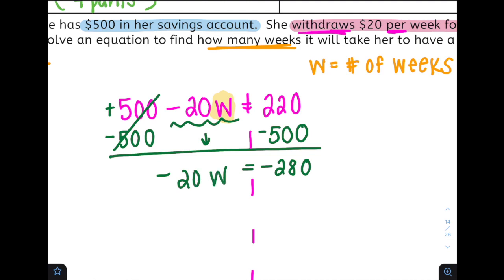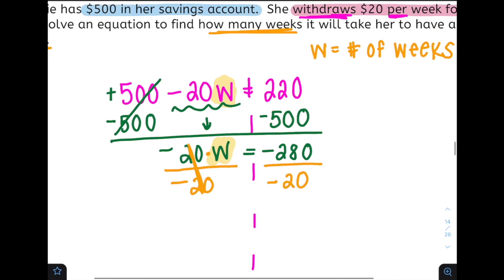So now I'm still isolating my variable. I'm going to continue isolating by using inverse operations. This is connected by multiplication, so I'm going to divide both sides by negative 20, the coefficient. These are going to cancel out. I'm going to be left with only W equals 14, because negative 280 divided by negative 20 is going to give you a positive 14.